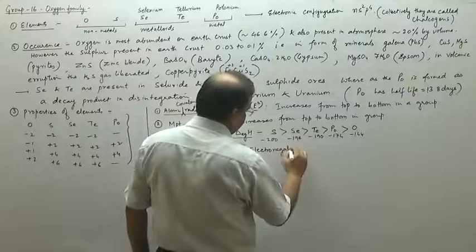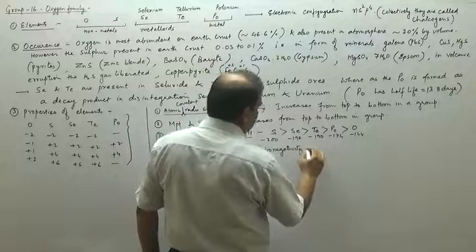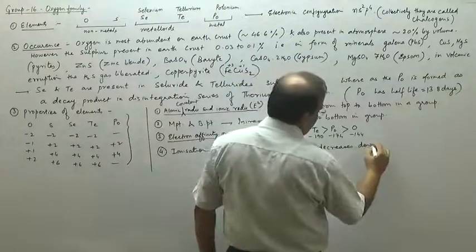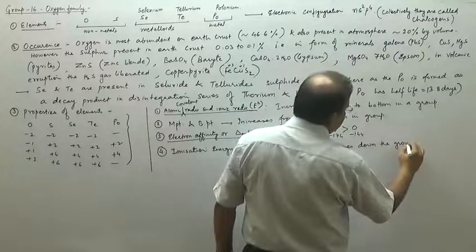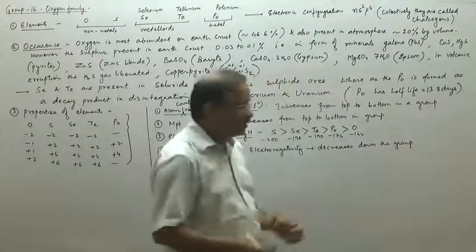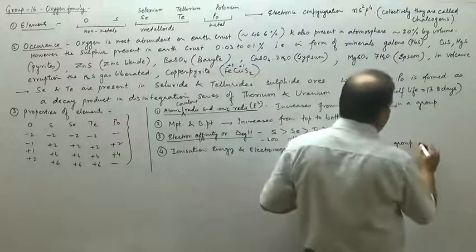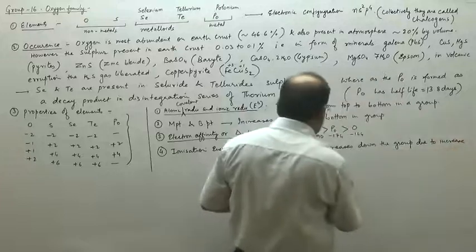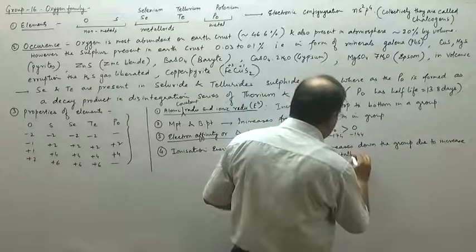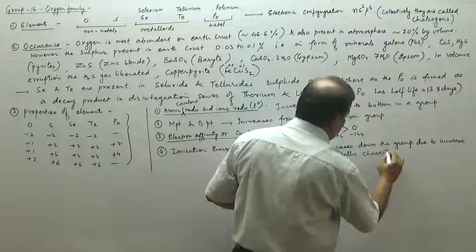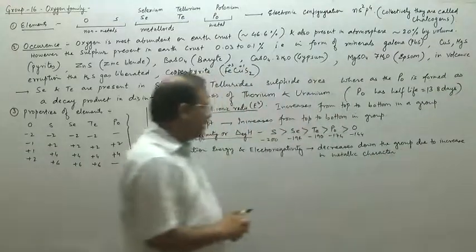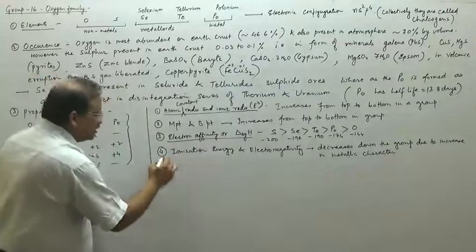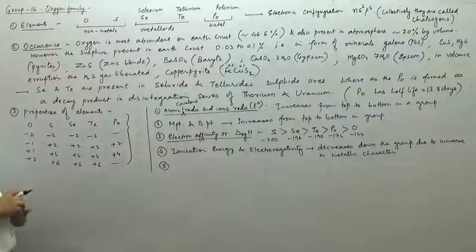Electronegativity decreases down the group, we used to say that. So it all decreases down the group. We know that ionization energy decreases due to the increase in metallic character. So that is how we are able to write that for the ionization energy, the electron affinity, as well as the electronegativity.